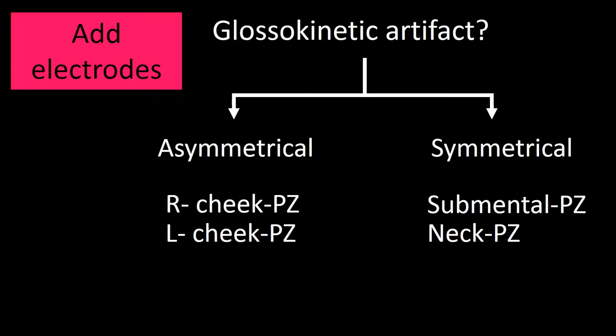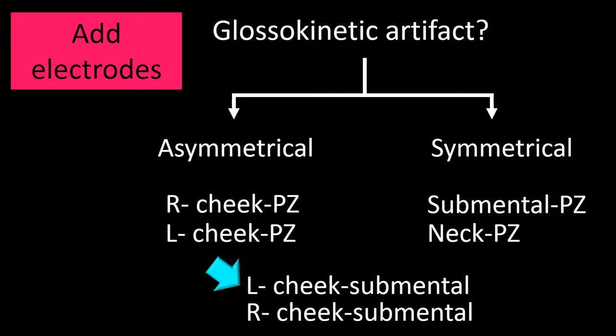Another thing that we can do is to add electrodes. Usually PG is put in the G2 spot of the amplifier because it is the quietest. If the questionable activity is asymmetrical, then electrode 1 can be placed in the right or the left cheek. If the questionable activity is symmetrical, then the electrodes in lead 1 can be placed in the submental region or in the neck just below it. An alternative way is to use left and right cheek at E1 and a submental electrode at E2, regardless if the artifact is symmetrical or asymmetrical.